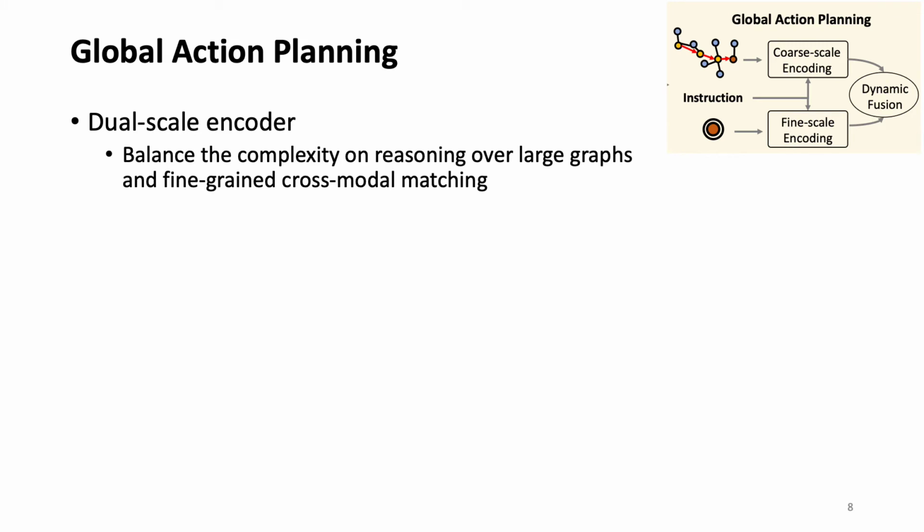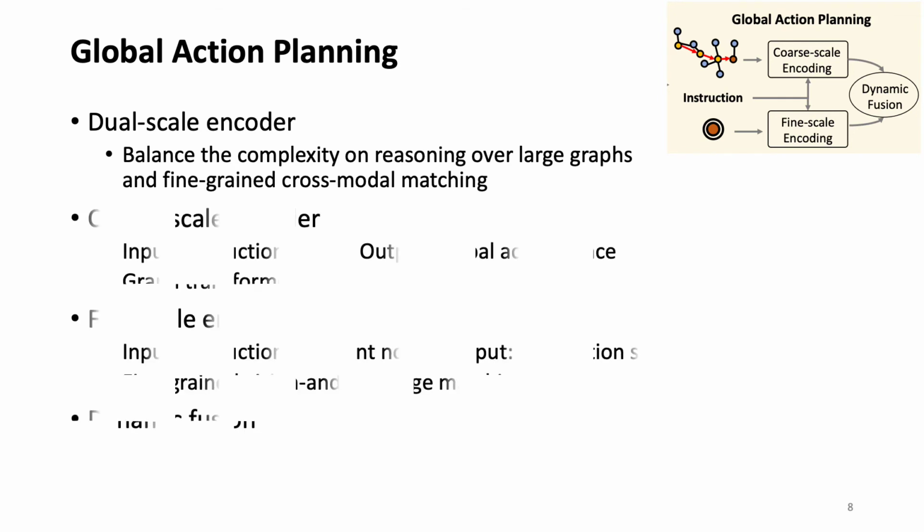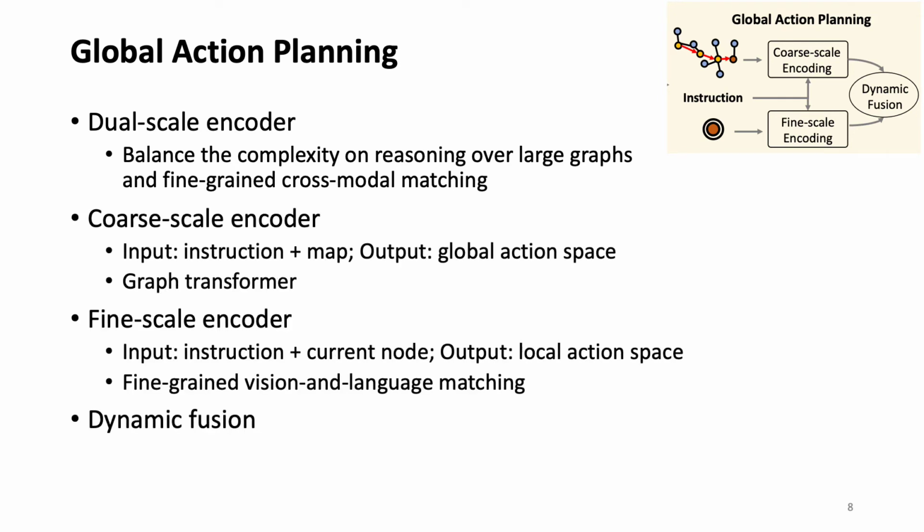For global action planning, we propose a dual-scale encoder. It aims to balance the complexity of reasoning over large graphs and fine-grained cross-modal matching. The coarse-scale encoder uses coarse-grained graph representations to predict a global action via a graph transformer. The fine-scale encoder uses fine-grained representations of the current location to predict a local action. We dynamically fuse the two encoders.